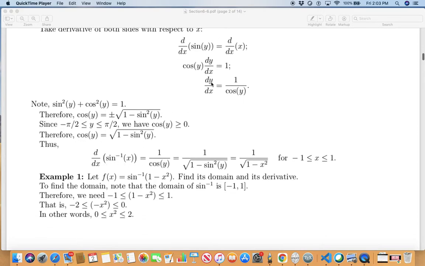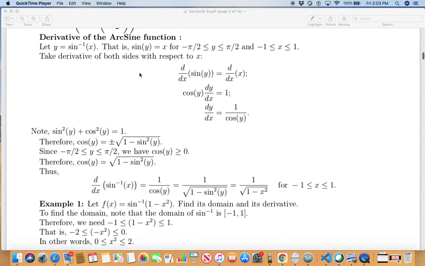Therefore, the derivative of y, which is sine inverse x, is 1 over cosine y. Cosine y in turn is the square root of 1 minus sine squared y. Remember, sine y is x. So that is 1 by the square root of 1 minus x squared. So the derivative of sine inverse is 1 by the square root of 1 minus x squared. This is the formula, and this is valid when x is between negative 1 and 1.